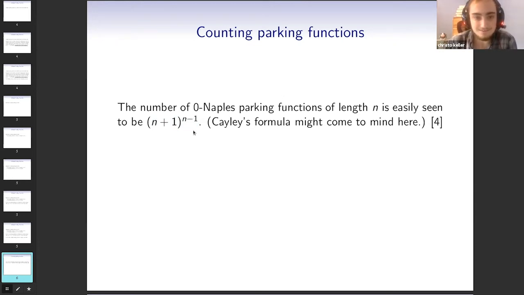And yeah, that's the number of a lot of other things. For instance, labeled trees on n plus 1 vertices. And there are bijections known for stuff like that. But it's not clear how to extend this to bigger numbers. We don't have a formula like this. So that would be nice.